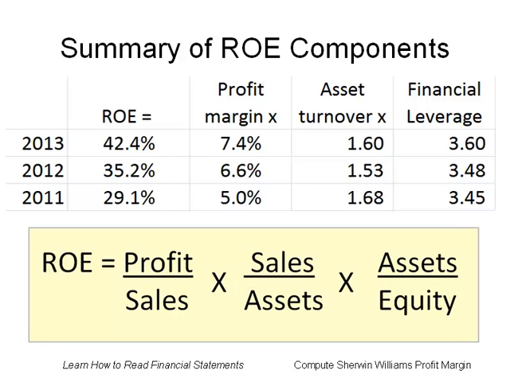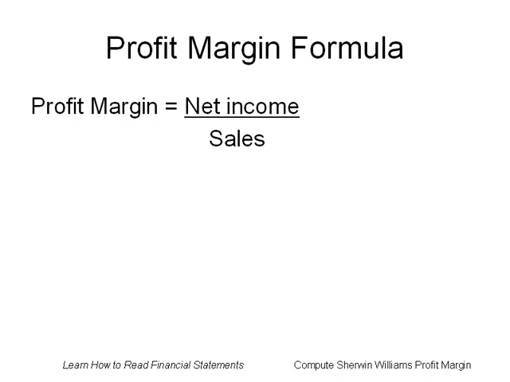Remember that the return on equity can be broken down into three component parts: profit margin, asset turnover, and financial leverage. In this module, we're going to examine the profit margin component. The profit margin is computed by taking profit, or net income, and dividing it by sales. Net income is a technical term for profit.